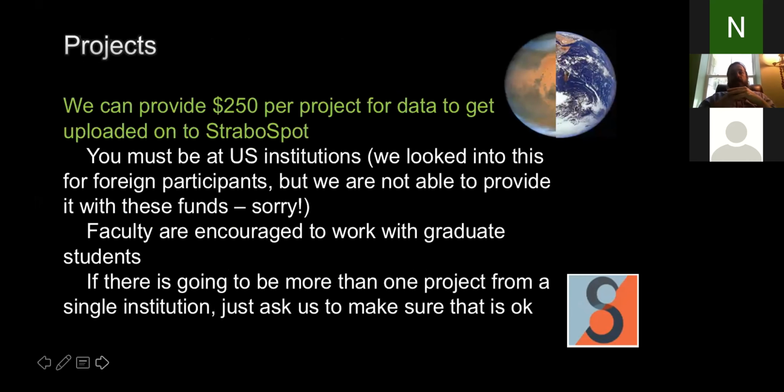All right, so now we can start talking about projects. So we have the ability to provide $250 per project for the data to get uploaded in Strabospot. This is the cache for data project, as someone has called it. We did not originally budget for this.